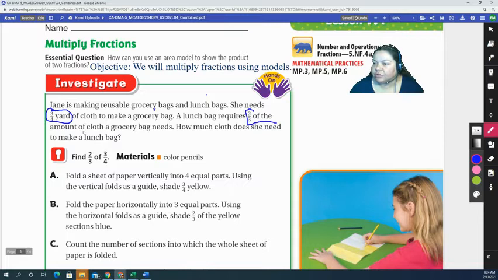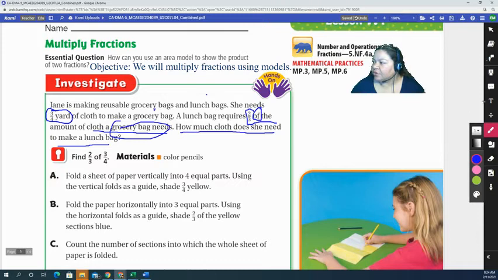So it's 2/3 of 3/4 because it requires 2/3 of the amount of cloth the grocery bag needs. So that means that it's 2/3 of 3/4. How much cloth is what we want to know. How much cloth does she need to make a lunch bag? So here the keyword was a lunch bag requires 2/3 of the amount of cloth a grocery bag needs.